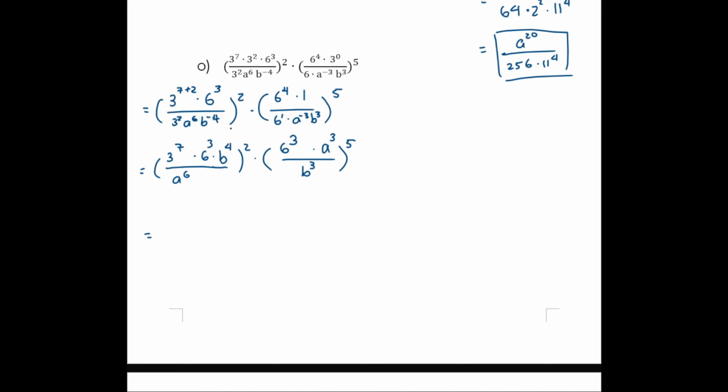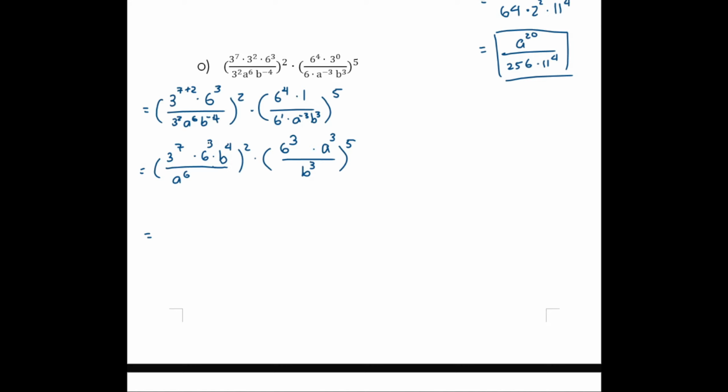So how do we distribute this? First, we have to check that there's no addition or subtraction, right? In either of these cases, there's no addition, no subtraction. So we're just going to distribute it by multiplying the exponent to the exponents on the inside.